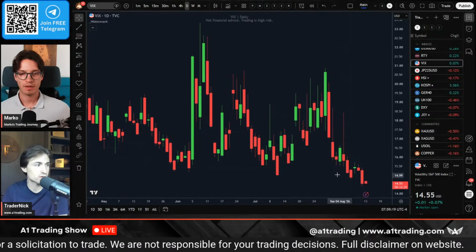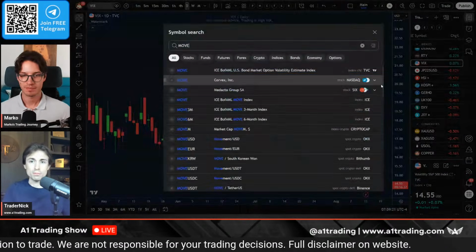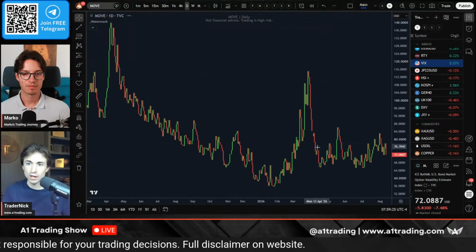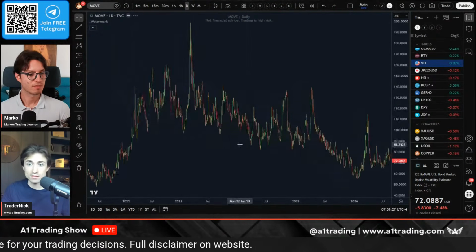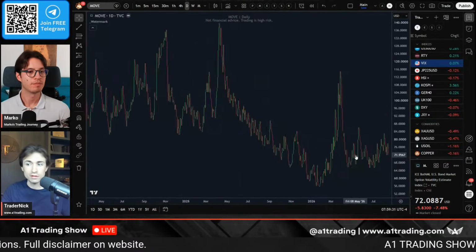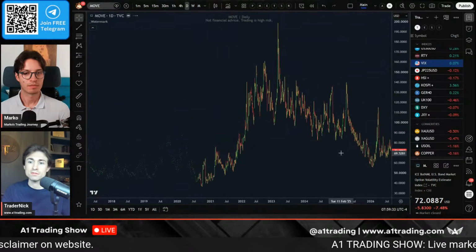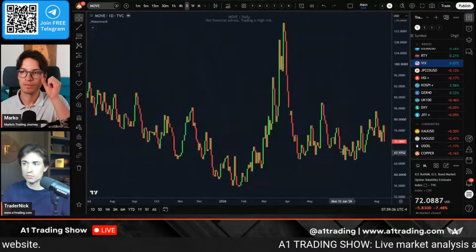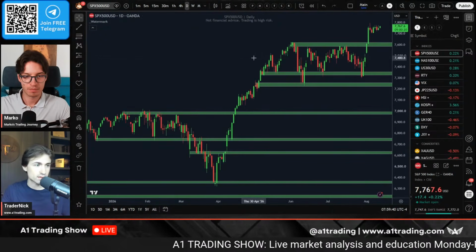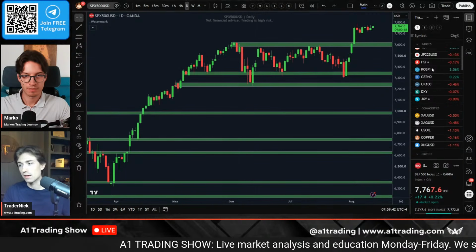Like when this is happening, the MOVE index is another one you can look at for bonds. By the way, this is a lot of times also a good one for currencies. The MOVE index is very, very low. The VIX is very, very low. So you have the situation where markets are quiet. Doesn't mean they have to stay quiet. They could liven up really quick.